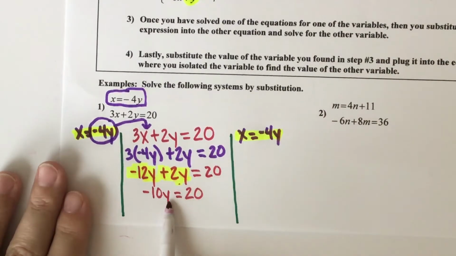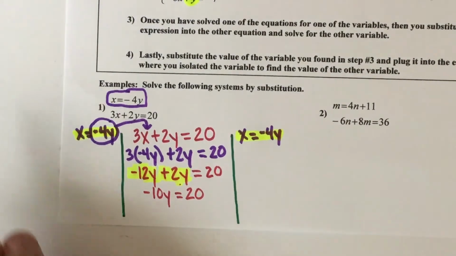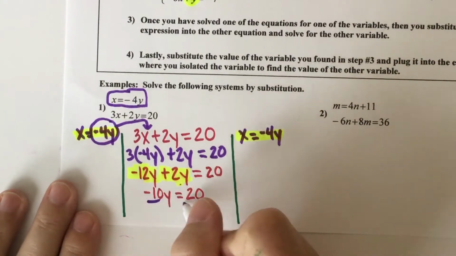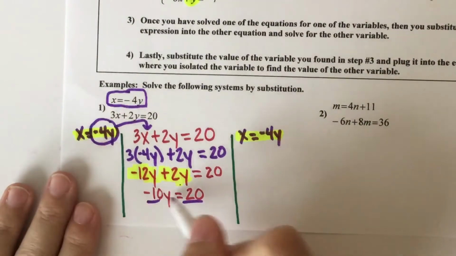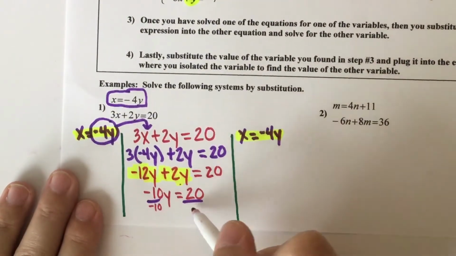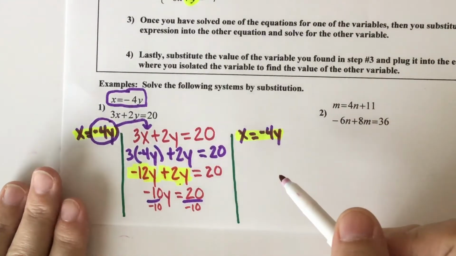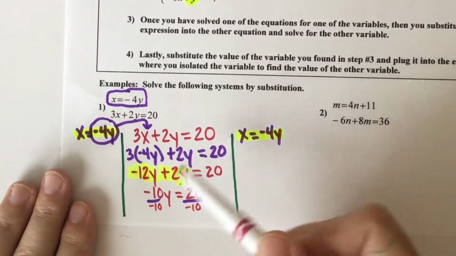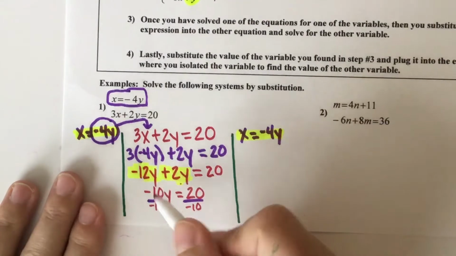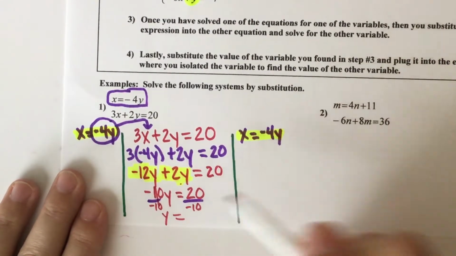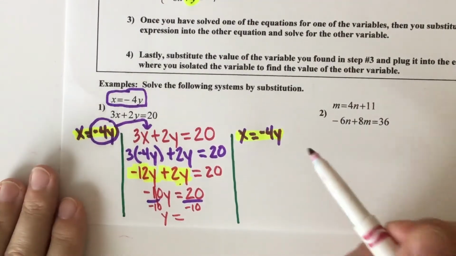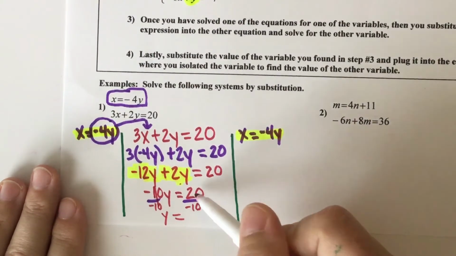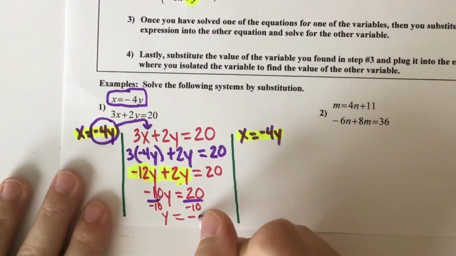And then to get y by itself, how do I get rid of that -10? I divide by it. So I undo the multiplication with division. So I divide both sides by -10. So negative 10 divided by negative 10 is 1. So all I'm left with is 1y, or y. And on the right side, 20 divided by negative 10 makes negative 2.